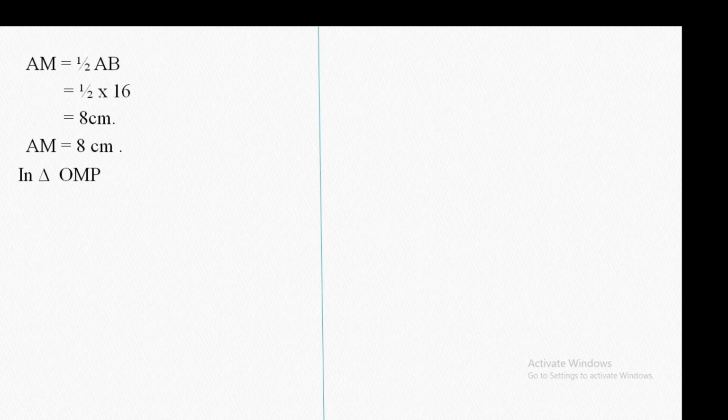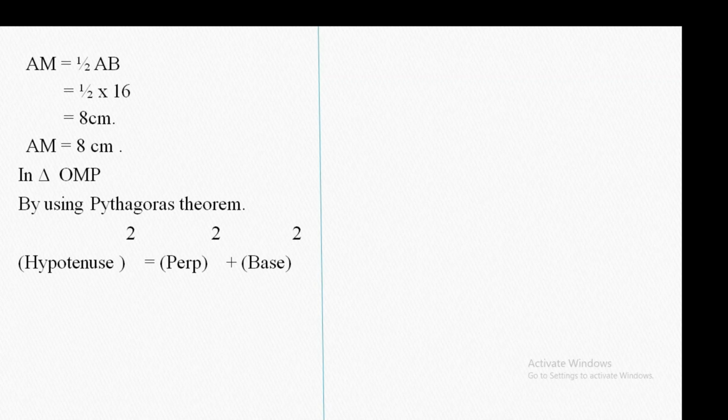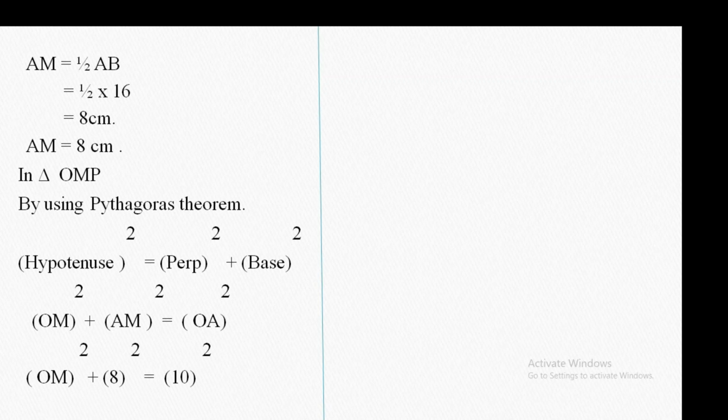Now we know that triangle OMA is a right angle triangle. So in the right angle triangle, we can use the Pythagoras theorem. We know the formula for the Pythagoras theorem: hypotenuse square is equal to perpendicular square plus base square. Now substitute the values. Hypotenuse is OA, so OM square plus AM square is equal to OA square. After substituting the values, we get OM square plus 8 square is equal to 10 square, since OA is the hypotenuse, that is 10. So after transposing, we get OM square is equal to 10 square minus 8 square.